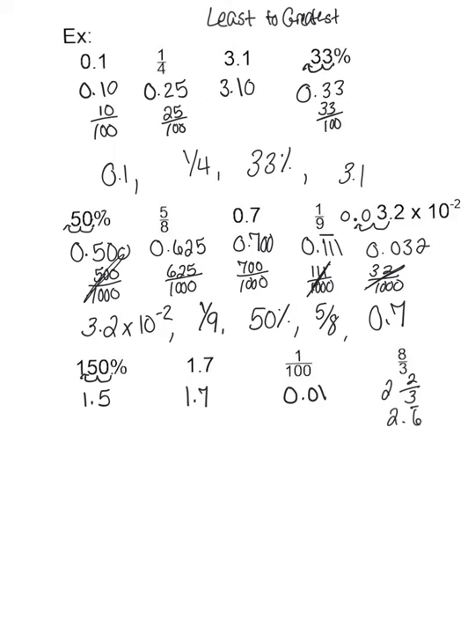Okay, so looking at the whole numbers first, my smallest one here is that 1/100th. Then I'm over to this 1.5 and 1.7. So that's 1 5/10 and 1 7/10. 5 is smaller than 7, so that is next. Then 1.7. Then the 8/3.